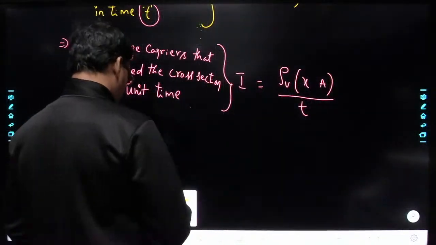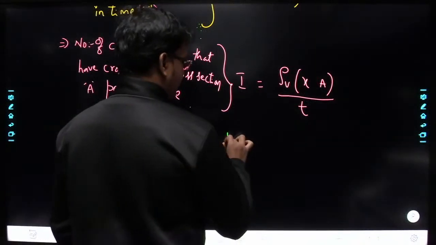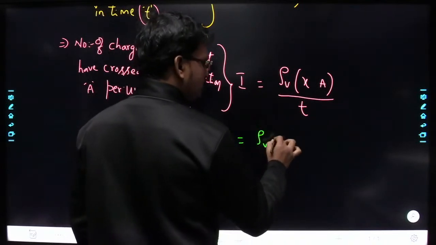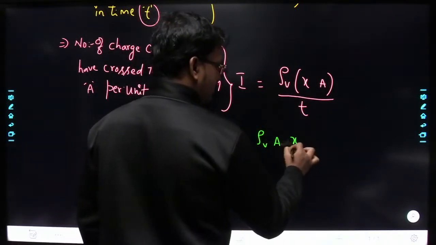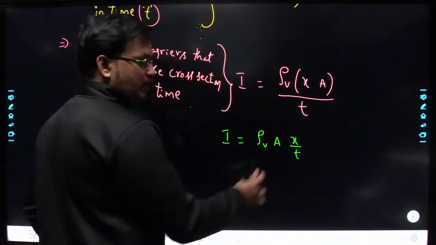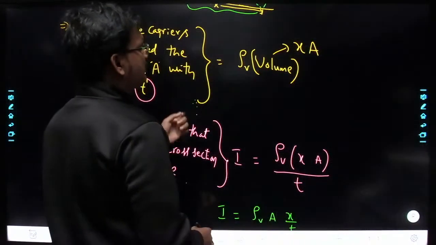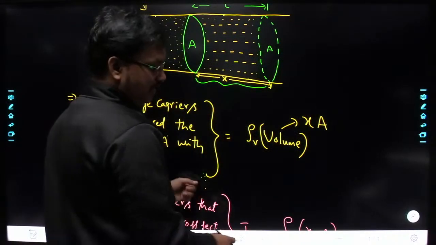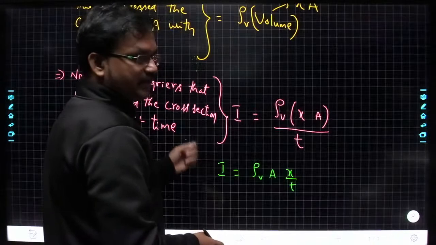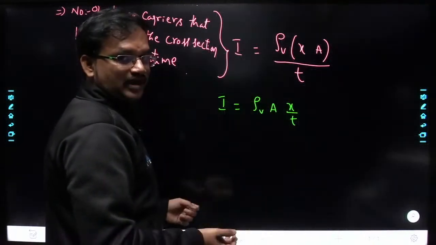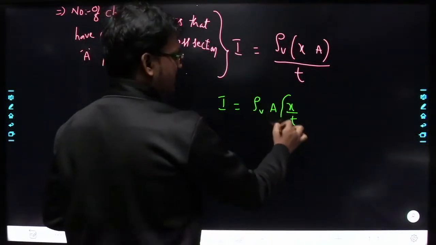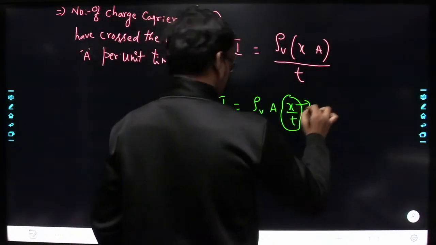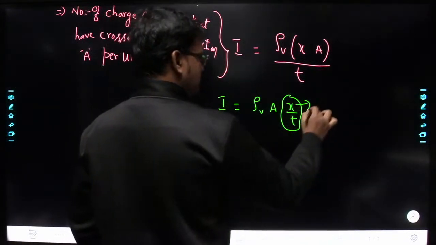So now see here, if you observe, I is equal to rho V into A into x by t. Okay, so x is nothing but the length here, that means displacement from here to here. Understood? t is nothing but time. So displacement by time is nothing but velocity. Yes or no here? So x by t will give you the velocity, right? So this is nothing but velocity.